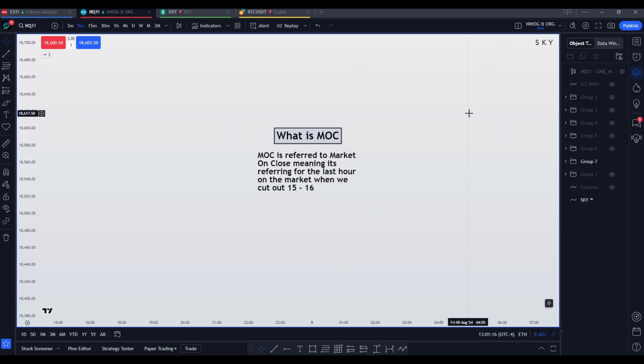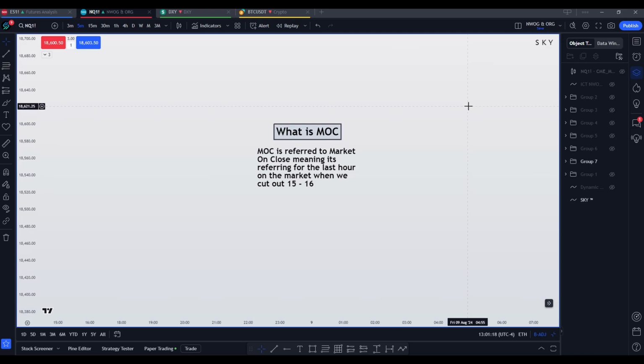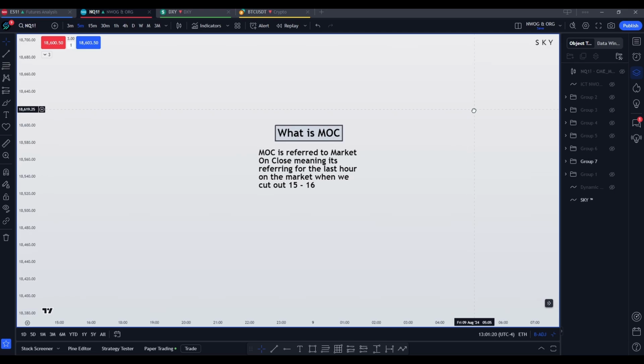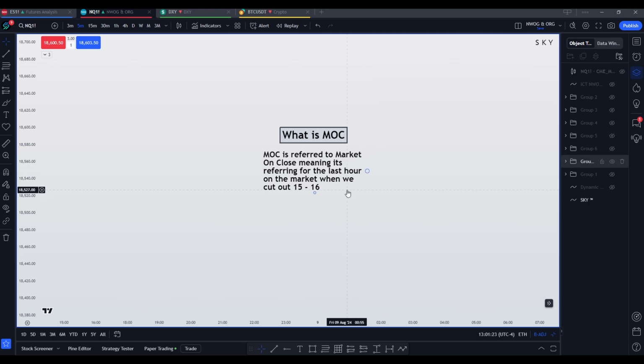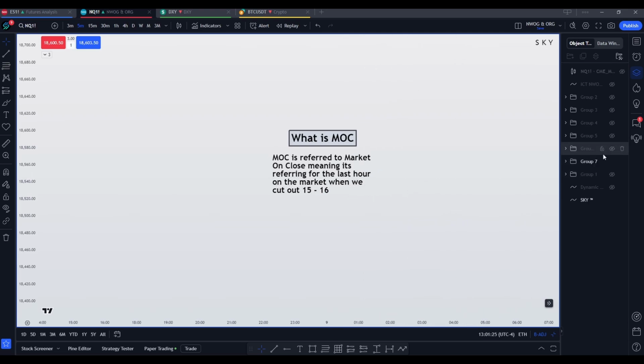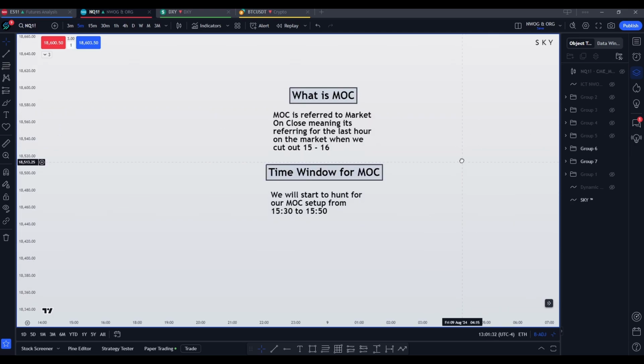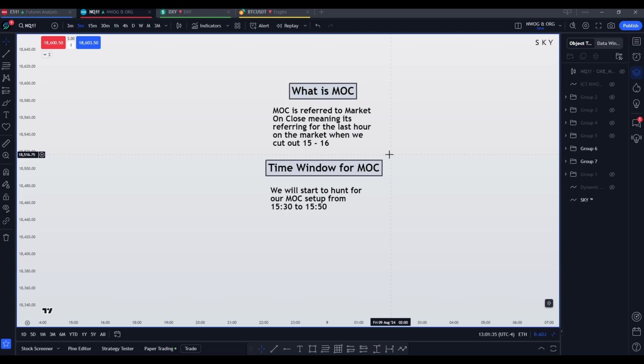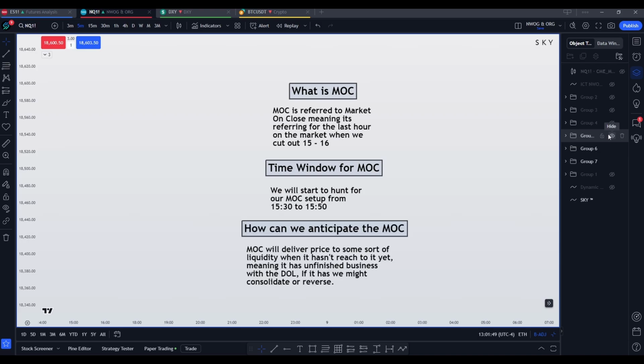What is MOC? MOC refers to market on close, meaning the last hour of the market, from 15:00 to 16:00. So it's a 1 hour gap. For our time window, we will start to hunt for our MOC setup from 15:15 to 15:30. We will dive more into the times, as this is a key element of our trading model. With the key times, we want to frame our entries and our exits.